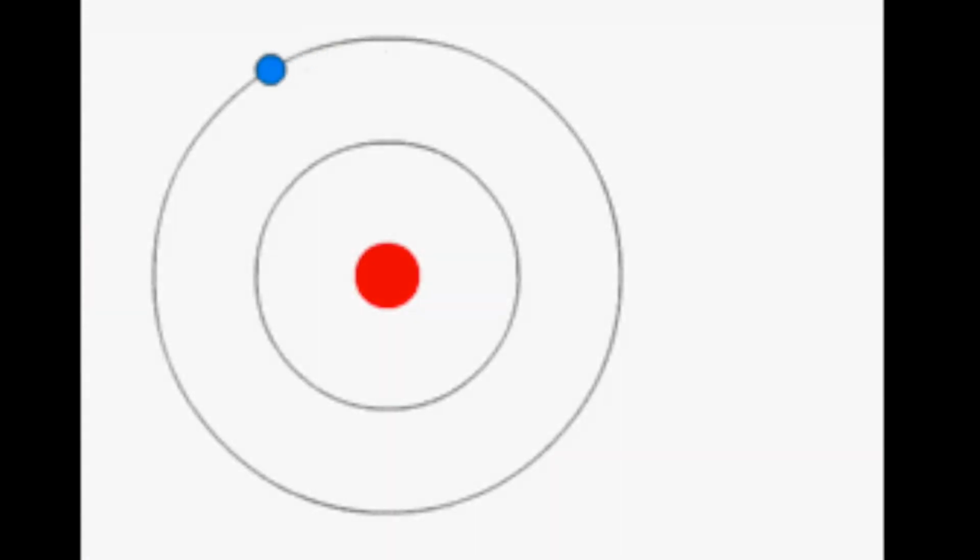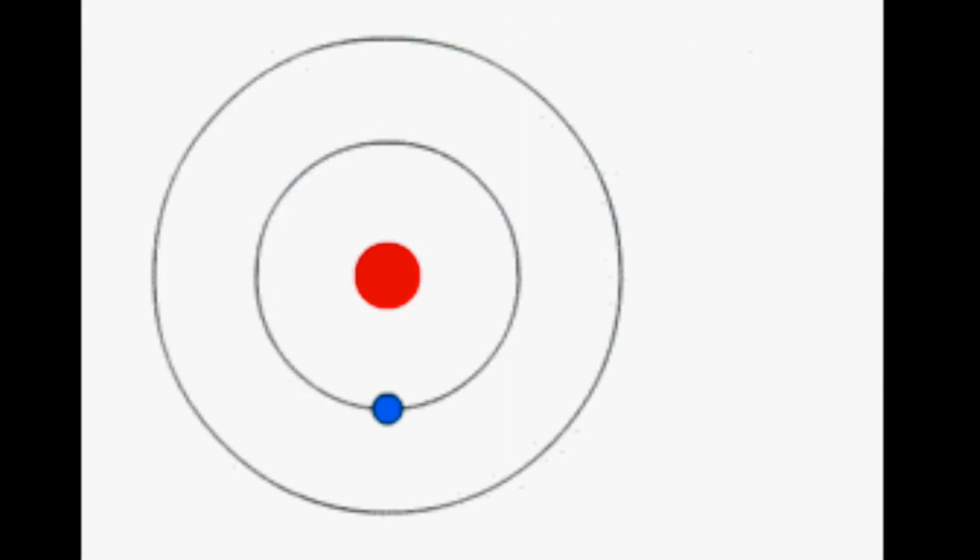Photons are created through what's called electron excitation. When you heat up atoms in some way, the electrons get excited and they bounce between orbits. When an electron jumps from a higher orbit to a lower orbit, it emits a wave. And this wave, this light wave, is known as a photon.